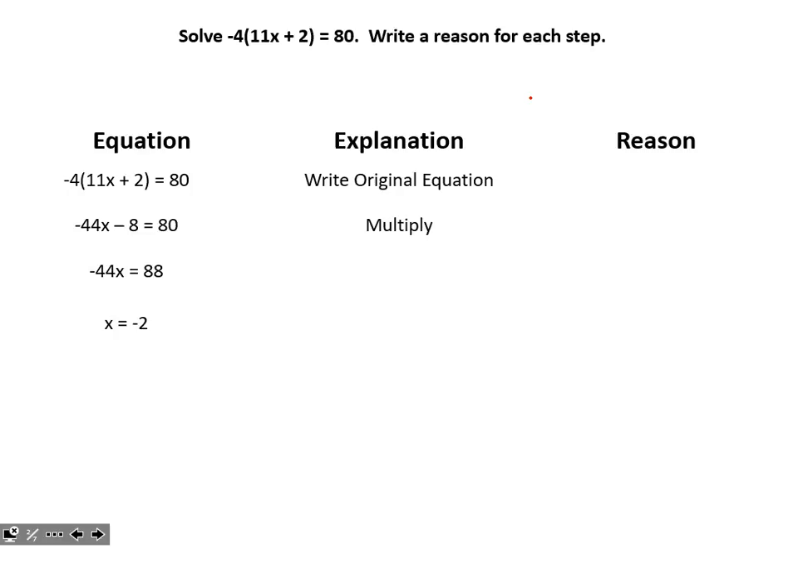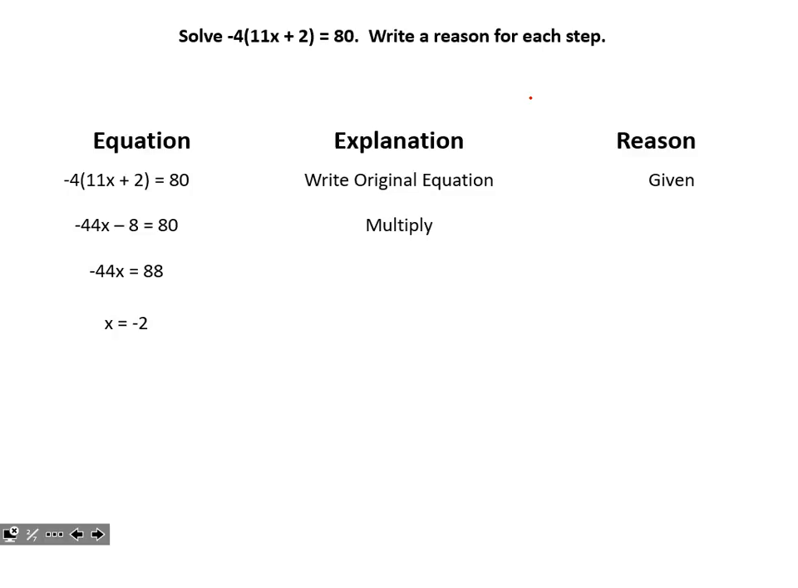Here's another one. Solve -4 times 11x plus 2 equals 80. Write a reason for each step. We start with the original equation, and what's our reason for that? The original equation, your first reason in any proof that you write, will always be given. Always given. Or it might be marked, right? If it's a diagram, it's marked. But it's what you're told, right?